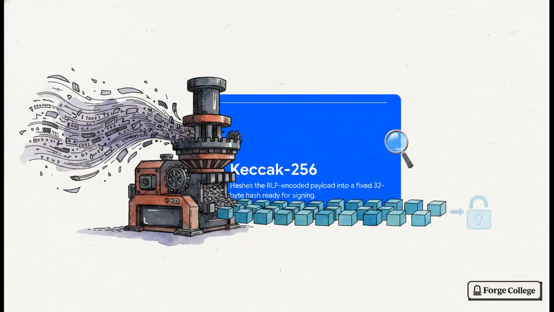Let's actually look a bit closer at the machinery doing the heavy lifting in steps 2 and 3. So step 2 relies really heavily on Keccak-256. Honestly, think of Keccak-256 like a massive industrial crusher. See, elliptic curve cryptography can't just sign a huge, variable length list of transaction data directly. It just doesn't work. It needs a predictable, fixed size input. So Keccak-256 steps in, takes our neatly RLP-encoded payload, and just compresses it down into a uniform 32-byte hash. This hash is the exact, unalterable representation of your transaction's intent, fully prepped and ready so your private key can actually do the signing.